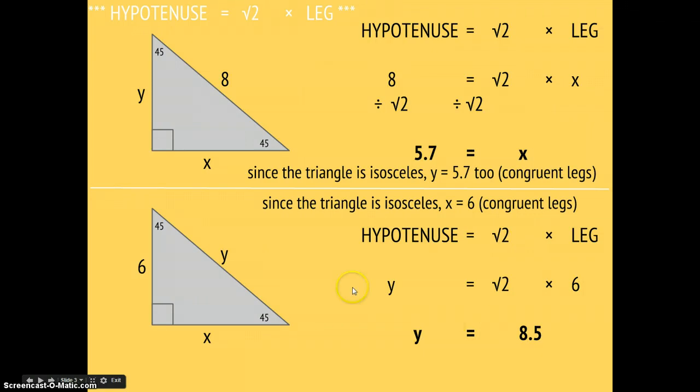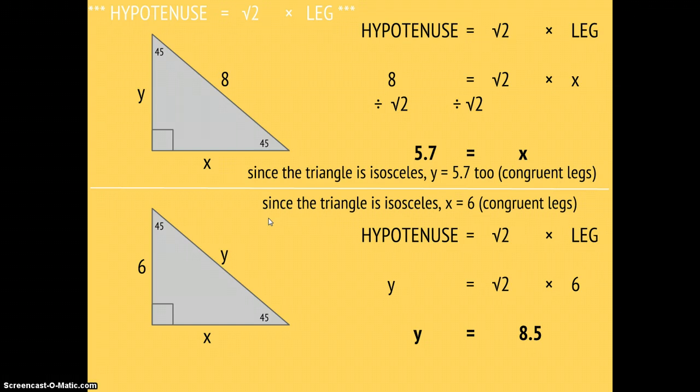Okay. So that's going to be our solution, right? That's going to be how long our hypotenuse is. Interesting. As the leg went from 5.7 up to 6, the hypotenuse also increased a little bit too. That should make sense. That's one special type. 45-45-90 is one special type of triangle.